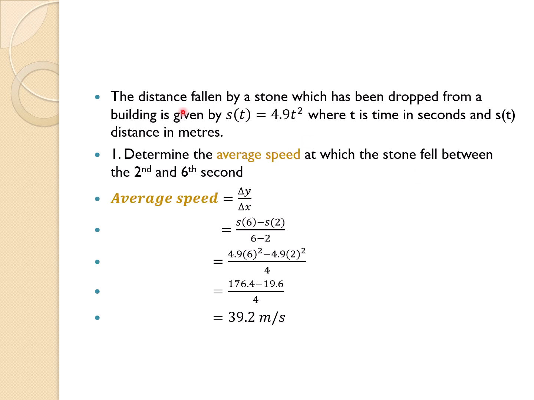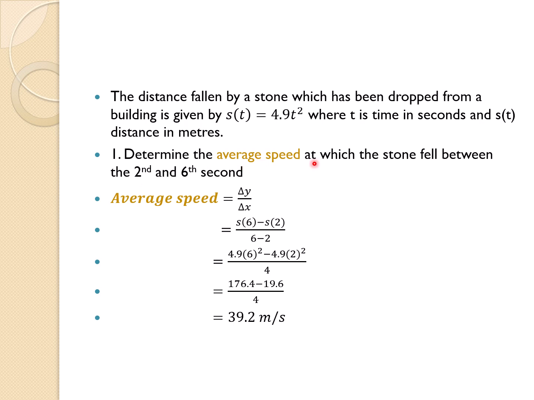Say the distance fallen by a stone, which has been dropped from a building, is given by S(t) = 4,9t², where t is the time in seconds and S(t) is the distance in meters. This is similar to vertical projectile motion, right? So the first question: determine the average speed at which the stone fell between the second and the 6th second.